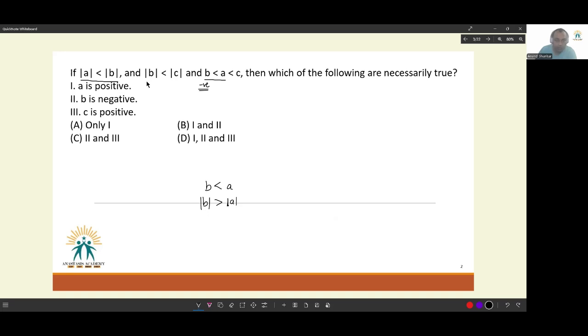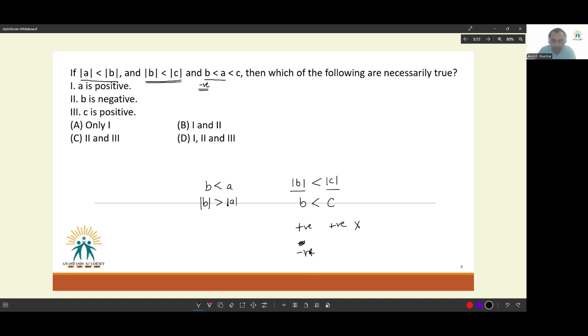Okay. Now let's look at this result. Mod B is less than mod C, and B is less than C. It would imply both B and C. One possibility is both of them are positive, but this is not an acceptable case because we have already established B has to be negative.